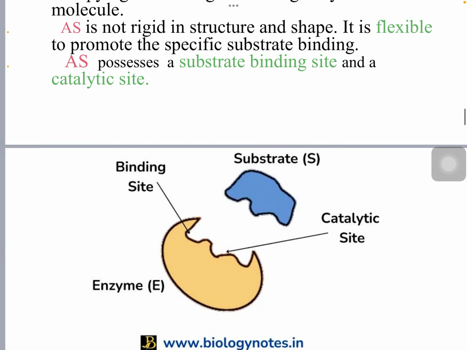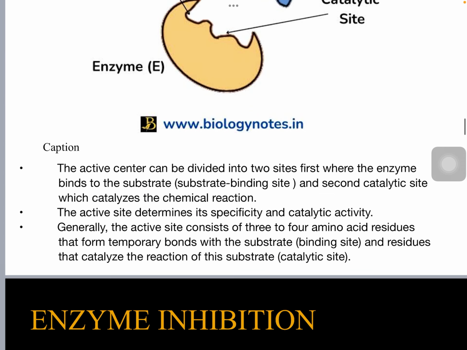As shown in this figure, the enzyme is larger in size when compared to the substrate, and the substrate is trying to bind with the active site of the enzyme. The active site is otherwise called the catalytically active site. The active center can be divided into two sites: first, where the enzyme binds the substrate, the substrate binding site, and second, the catalytic site, which catalyzes the chemical reaction.